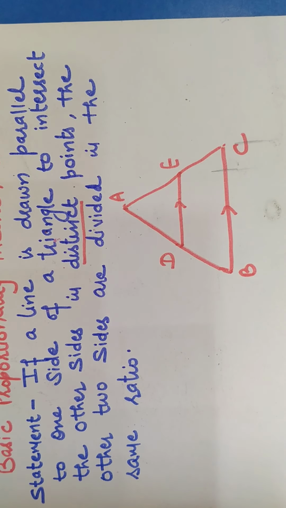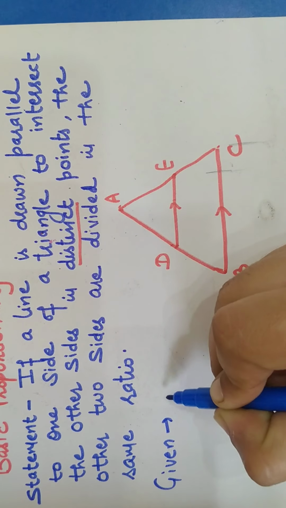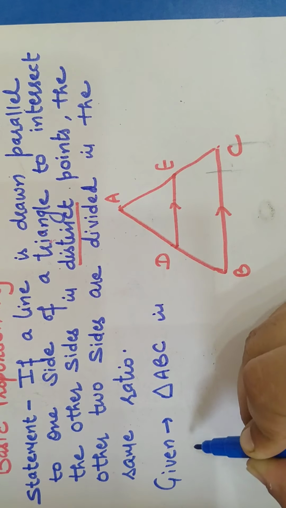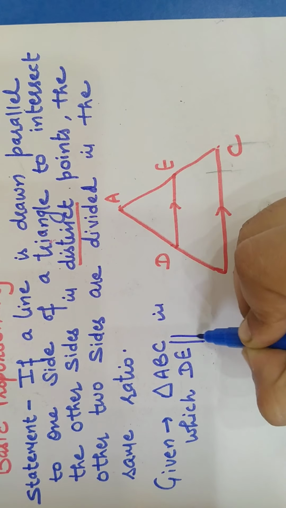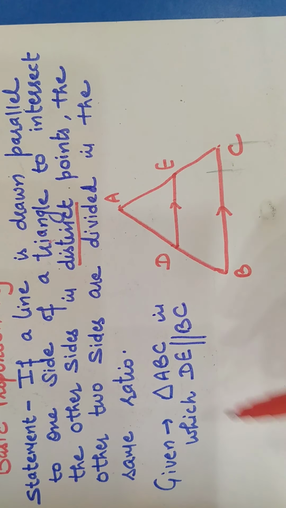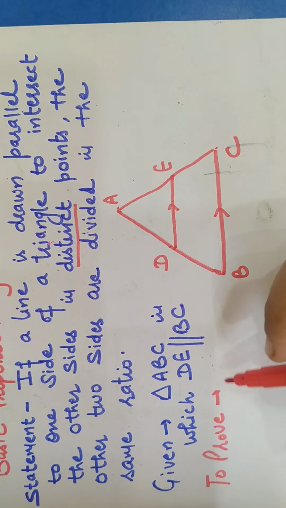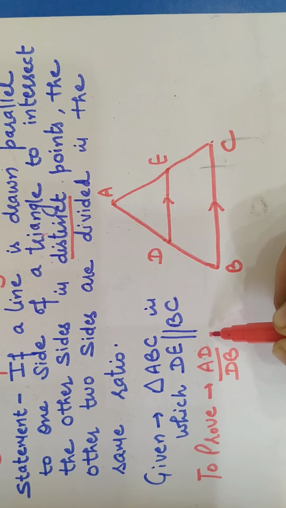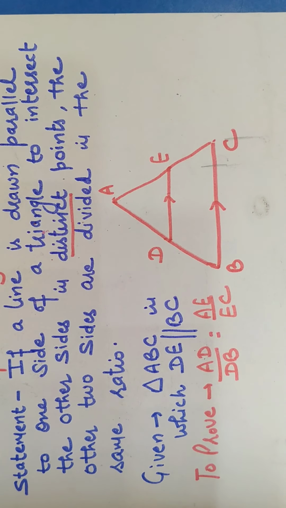Now firstly I am going to write given. Triangle ABC in which DE parallel to BC. To prove, what we have to prove, the ratio should be the same. AD upon DB is equal to AE upon EC. This we have to prove.